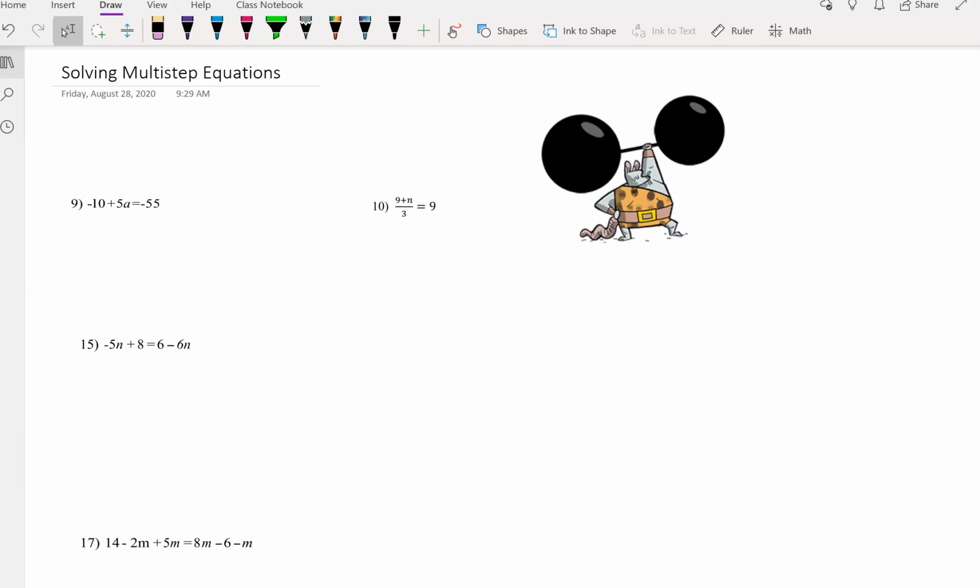All right, team, it is time to try solving some multi-step equations. It's going to be a little heavy lifting, if you know what I mean. So these examples are taken from your workbook. And so I'm just going to show you how I would work through them. And you guys may have some similar strategies.